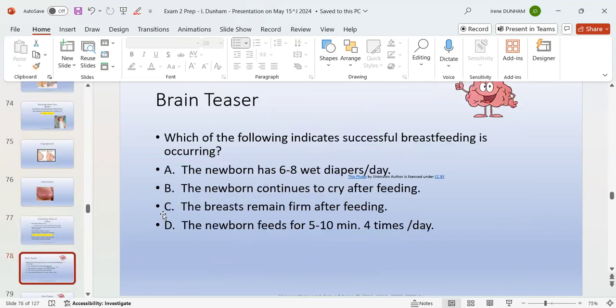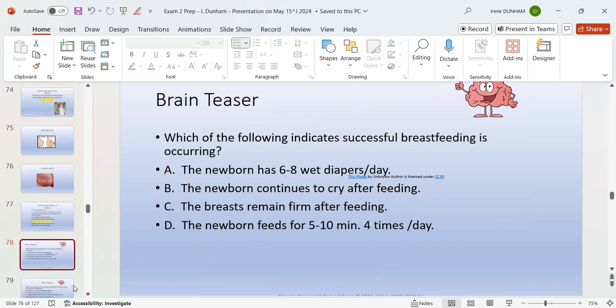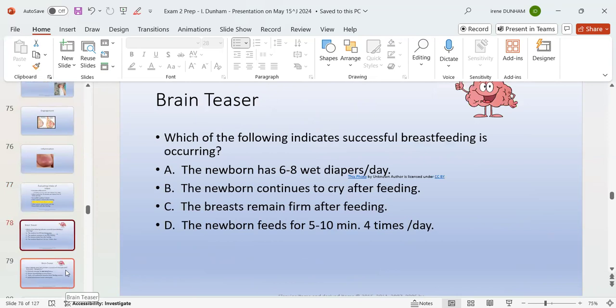All right, so I've got another question here. Which of the following indicates successful breastfeeding is occurring? You know that one. A. A, okay. Would you like to have these kinds of questions on the test, right?